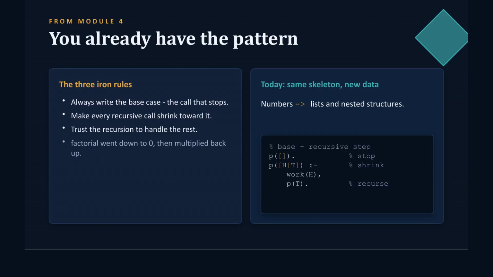First, a quick callback. In Module 4 we built recursion from 3 iron rules: always write the base case, make every recursive call shrink toward it, and then trust the recursion to handle the rest. We traced factorial all the way down to 0, and watched the answers multiply on the way back up. None of that changes today. What changes is the data. Instead of counting down numbers, we will walk down lists and dig into nested structures, but the skeleton, base case plus recursive step, stays exactly the same.